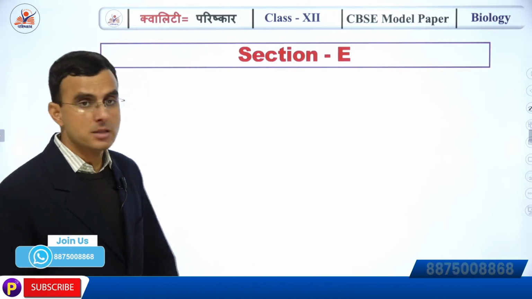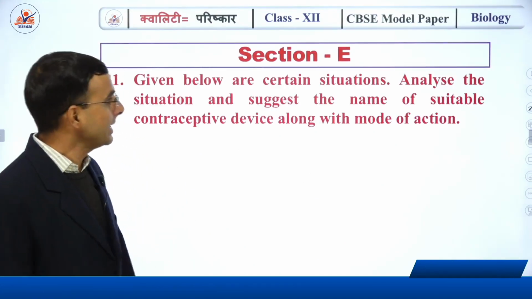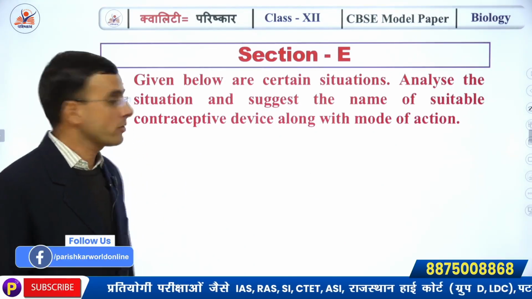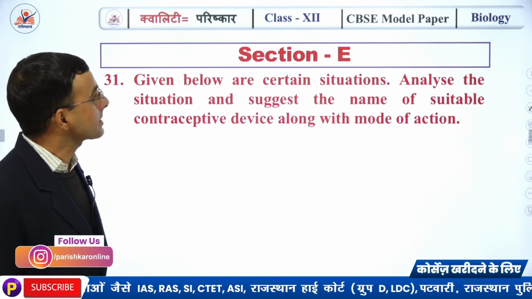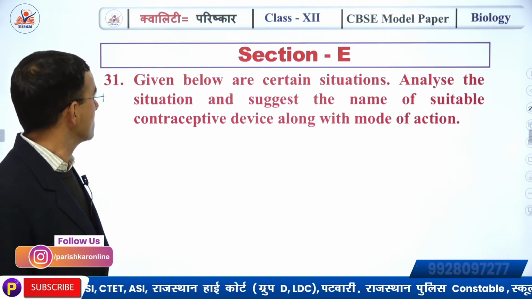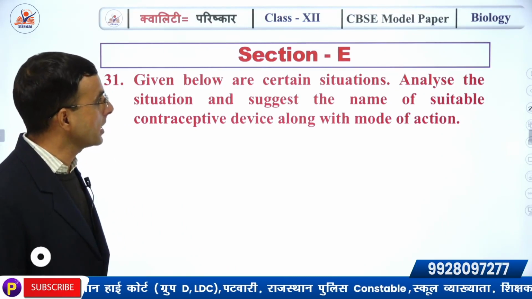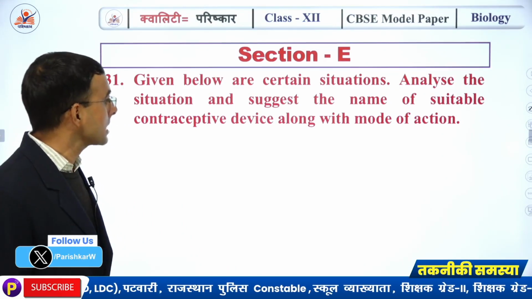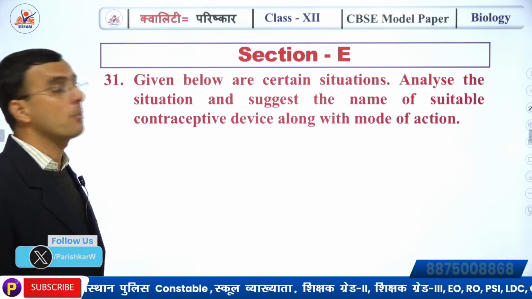Now the last section is section E, and in that section the first question is, given below are certain situations, analyze the situation and suggest the name of suitable contraceptive devices along with the mode of action.